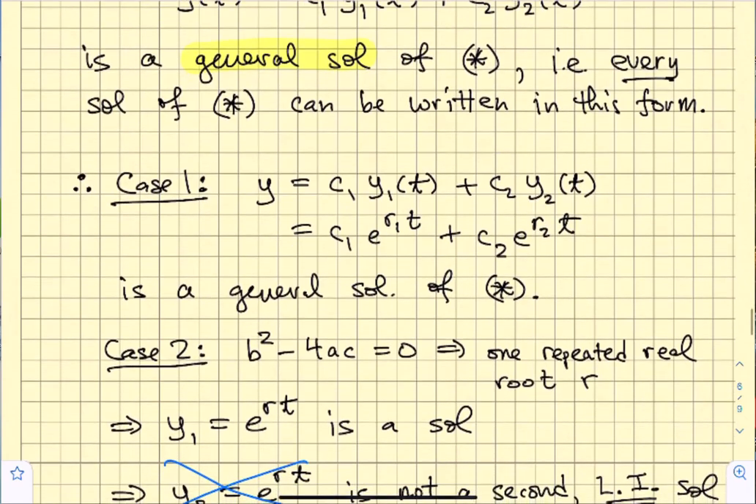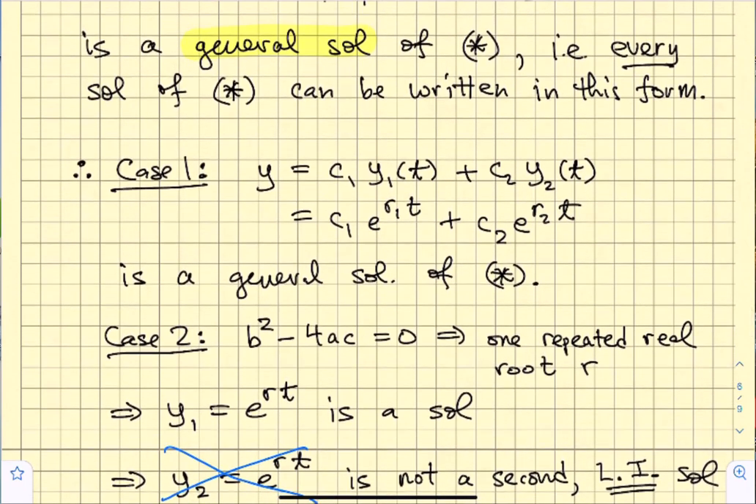Okay, so what happens if we're in a different case? We already covered case 1, where the discriminant was positive. What happens if the discriminant is 0? So if b squared minus 4ac, that was our discriminant, is equal to 0.